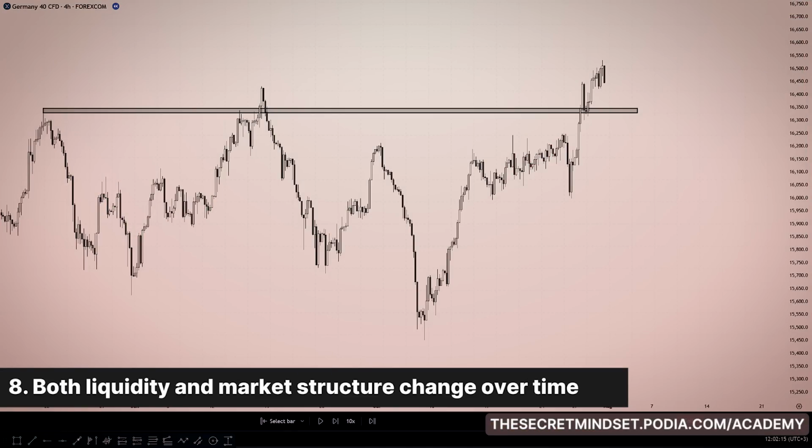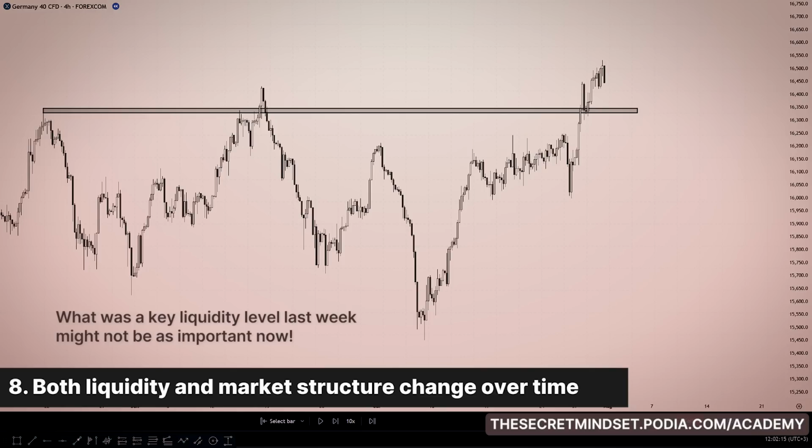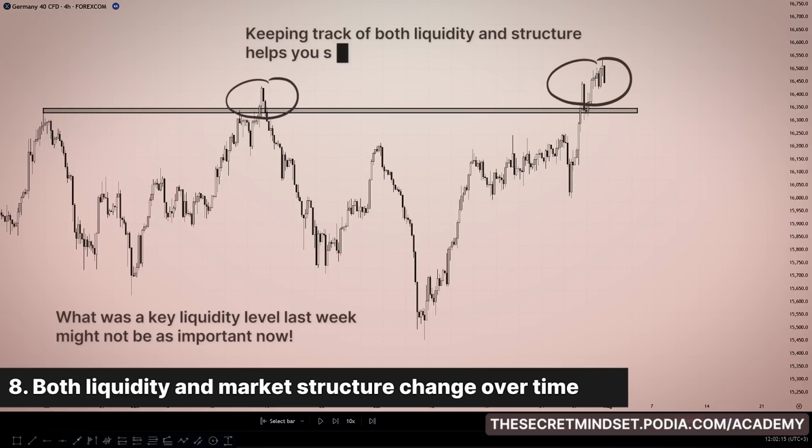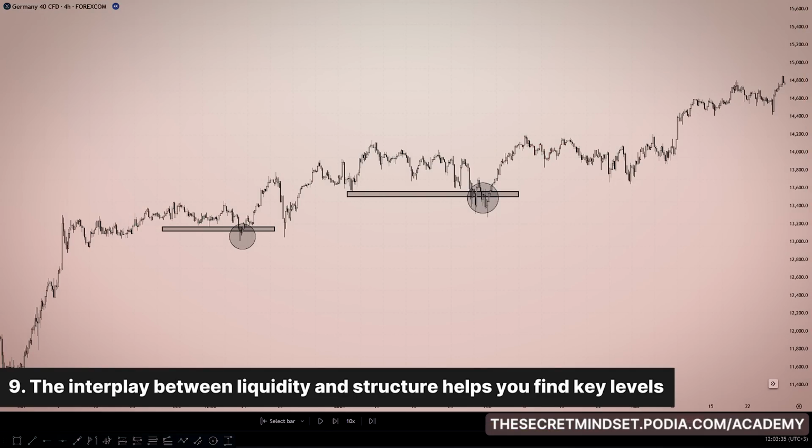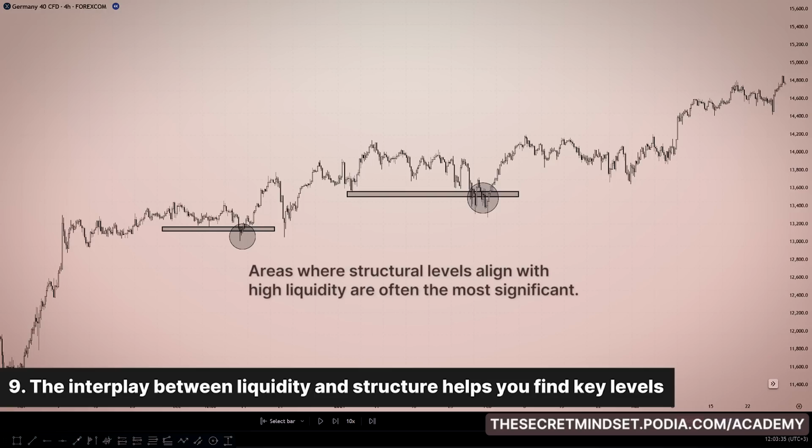Both liquidity and market structure change over time. Just as market structure evolves, so does the distribution of liquidity. What was a key liquidity level last week might not be as important now. So keeping track of both helps you stay in tune with the market. The interplay between liquidity and structure can help you spot truly important levels in the market. Areas where structural levels align with high liquidity are often the most significant.